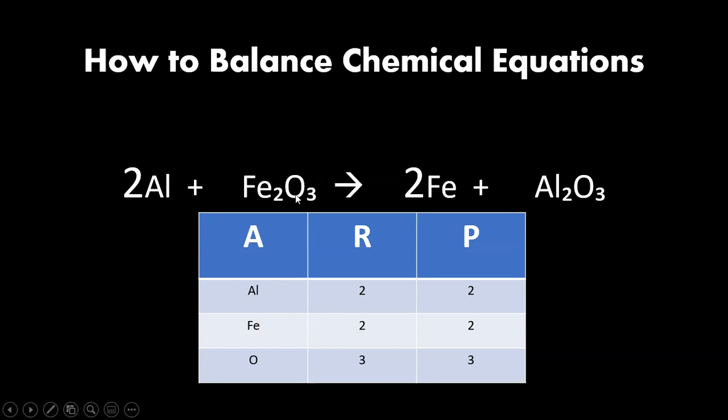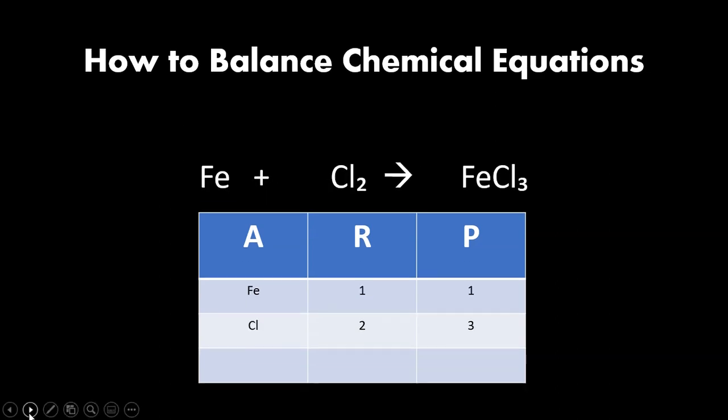Now, if we look at iron, we have Fe2. The only coefficient you can put in front of the iron is a 2 to balance that out. So now we have 2 Fe's. The oxygen is still currently balanced. We have 3 and 3. Now, aluminum over here, we have Al2. The only coefficient you can put in front of aluminum is another 2 to balance out that equation. So this would be the balanced equation for this example.